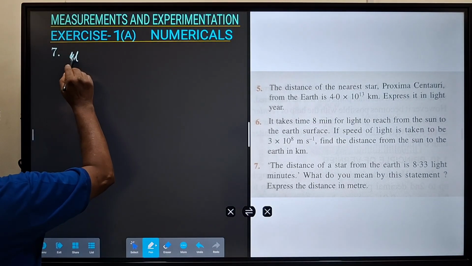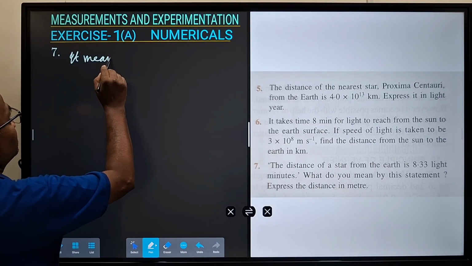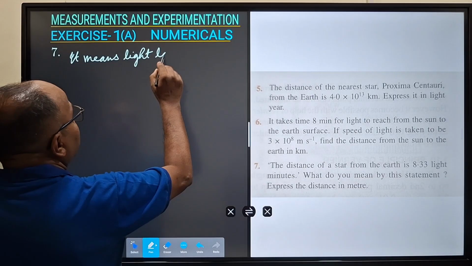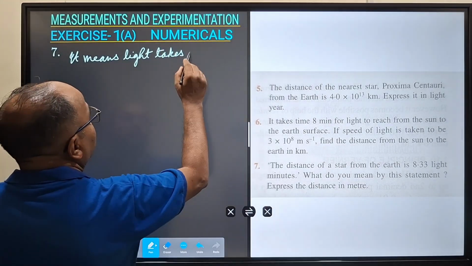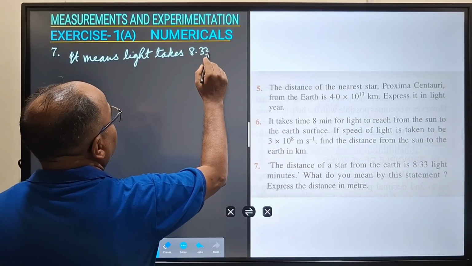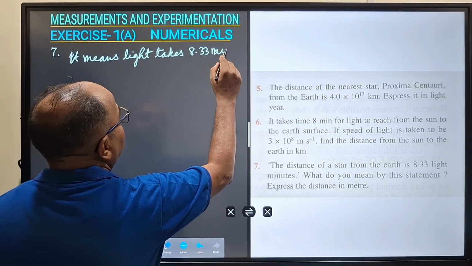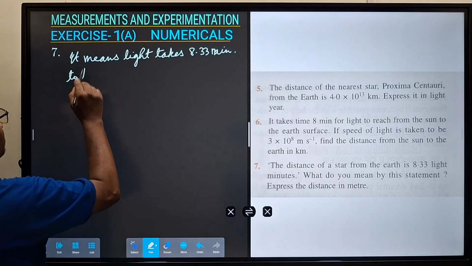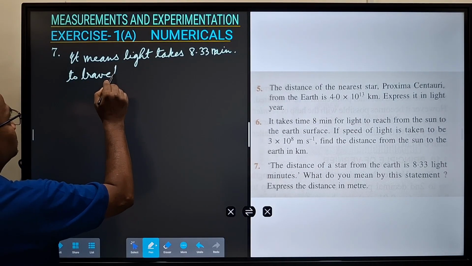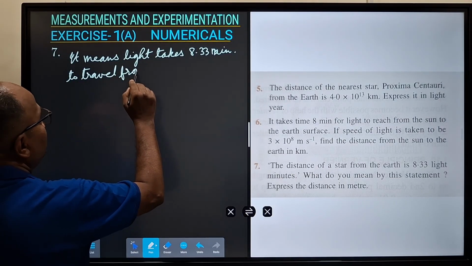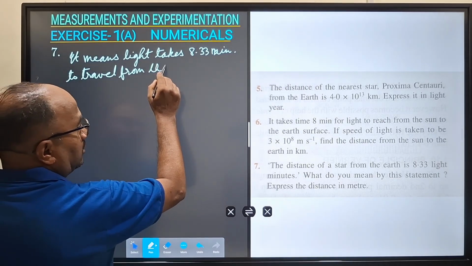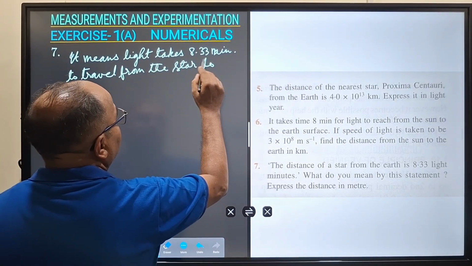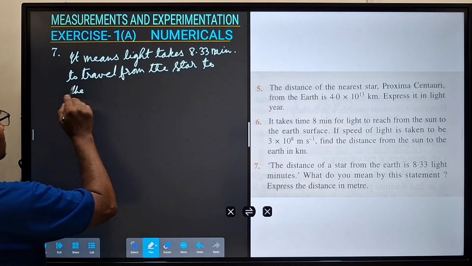It means light takes 8.33 minutes to travel from the star to the earth.